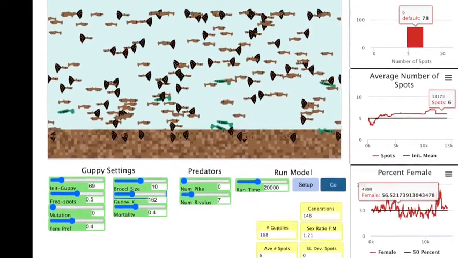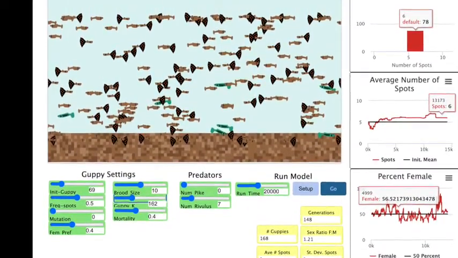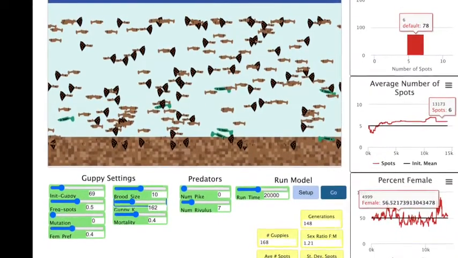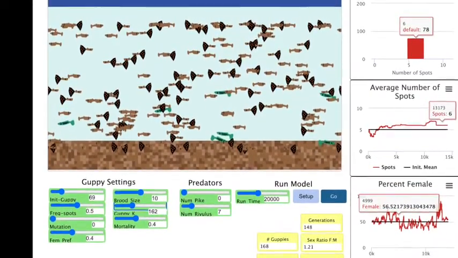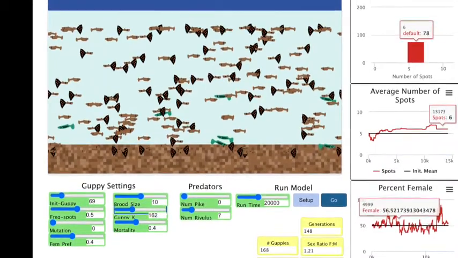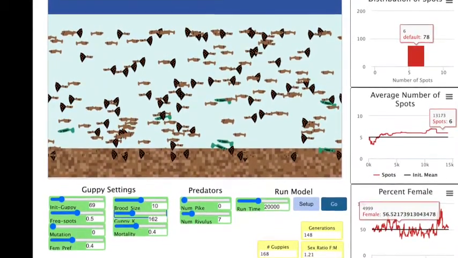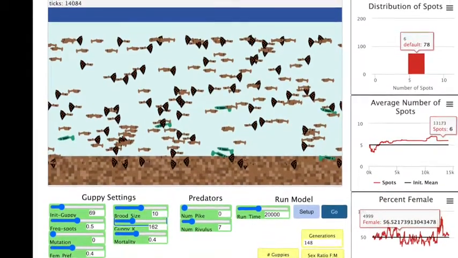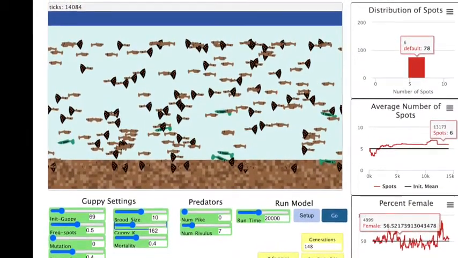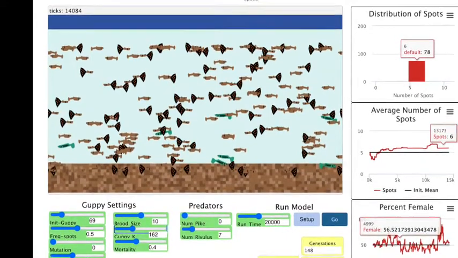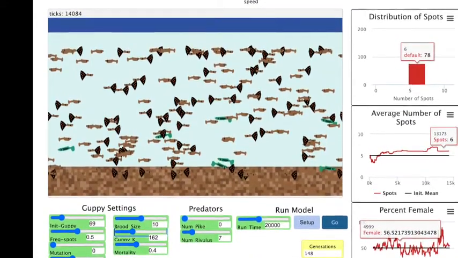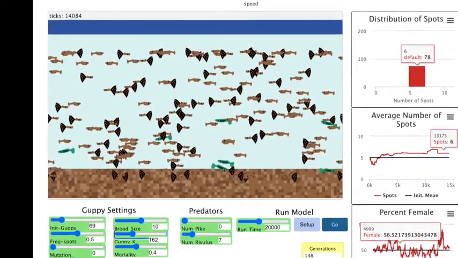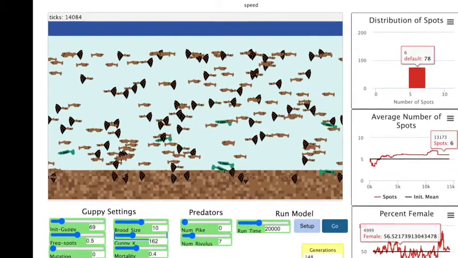For my third change, I chose to lower the Gunny K to 162 and add 7 num Rivulus. Some major findings include a decrease in distribution of spots, a steady average of 6 spots, and the percentage of female decreasing. A pro for the Endler's guppy model is having many controls to manipulate so that I could see many outcomes. Though a con would be the model itself was very busy and it made it kind of confusing to understand.